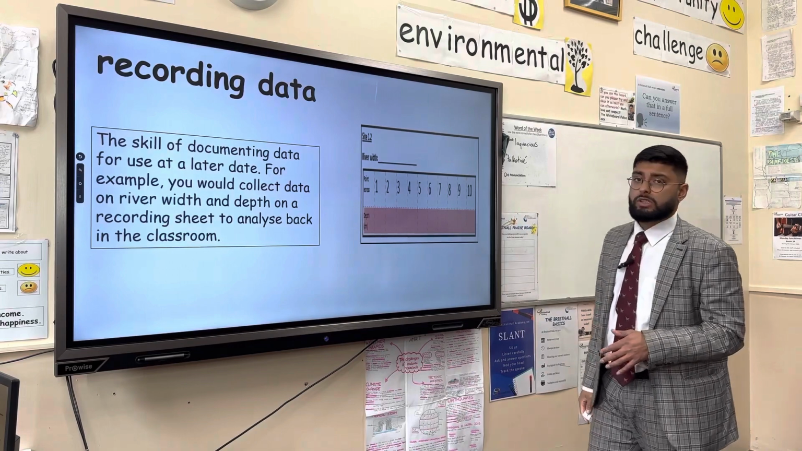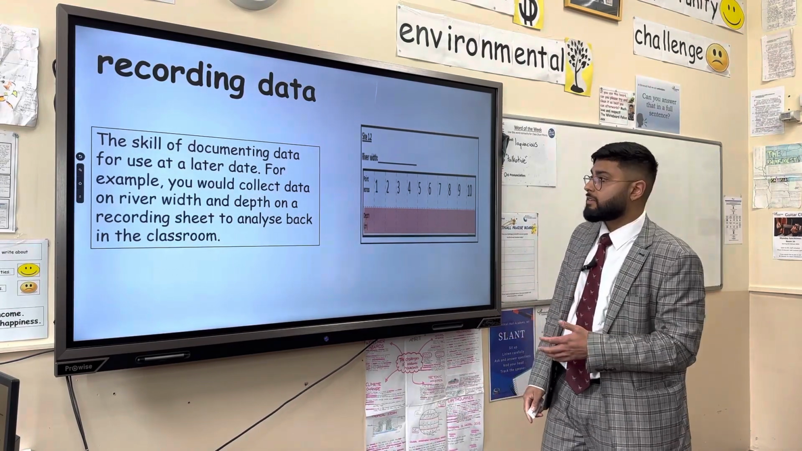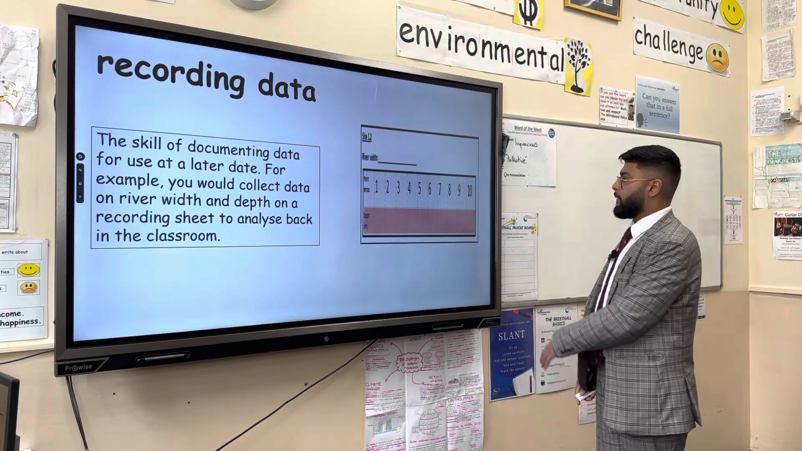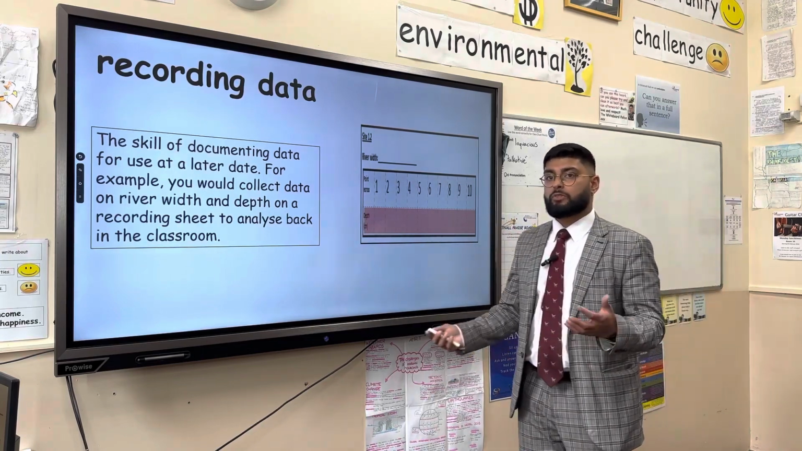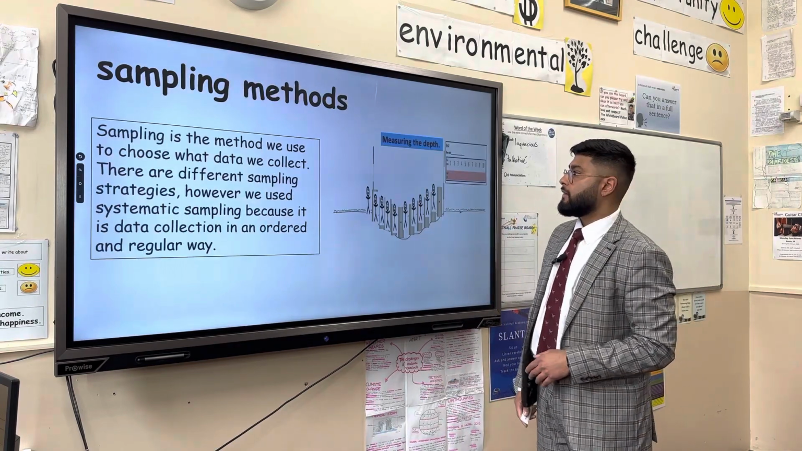Recording data, also known as data collection. So the skill of documenting data for a later date. So a good example here, we use a simple table to record 10 measurements of river width and depth.